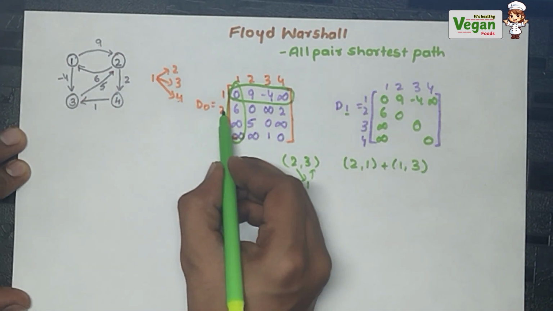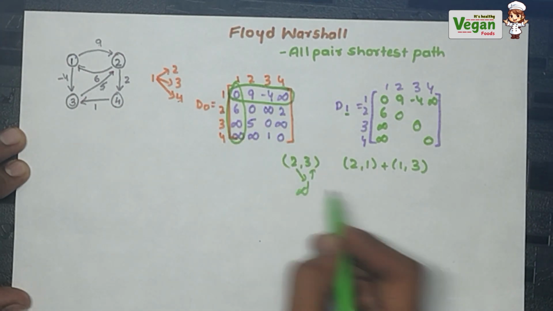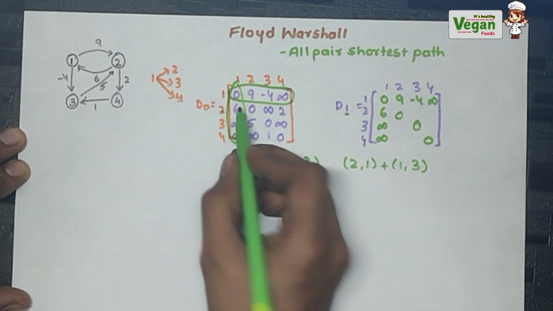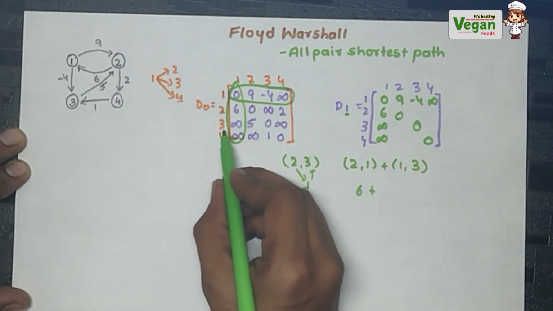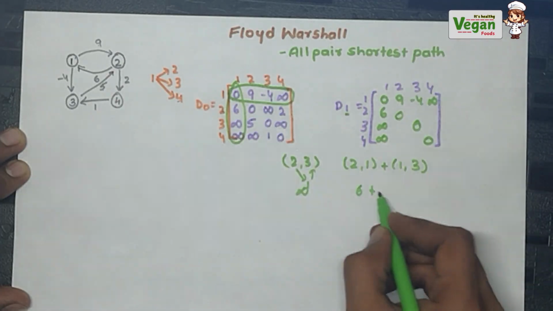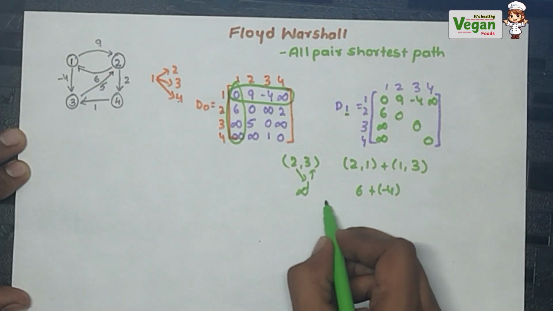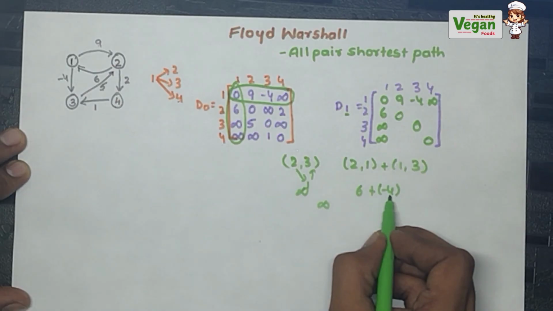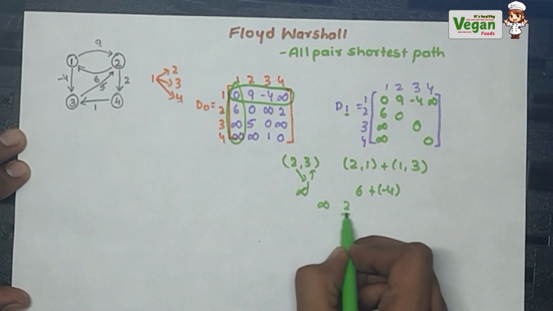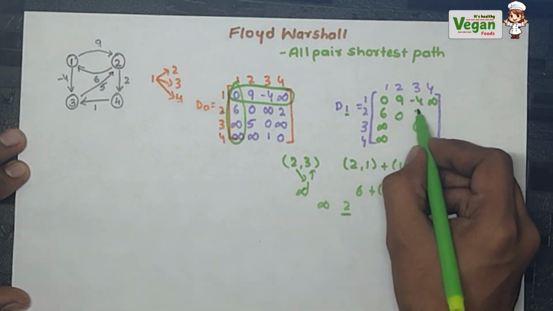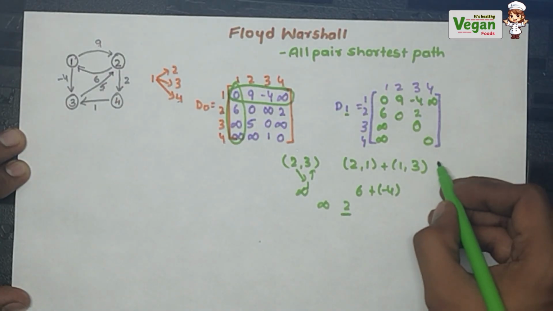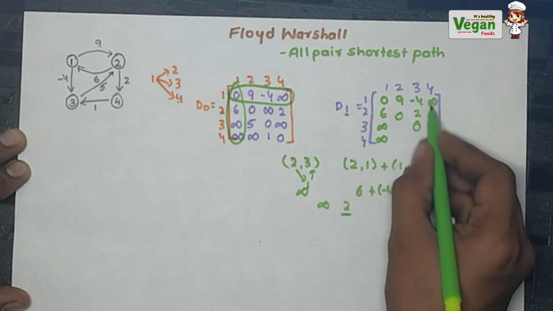2, 3 value is infinity. Here 2, 1 value is 6 plus 1, 3 value, which is minus 4. If you see, infinity and 6 minus 4 is 2. So among these two, who is the smaller one? 2. So write 2.